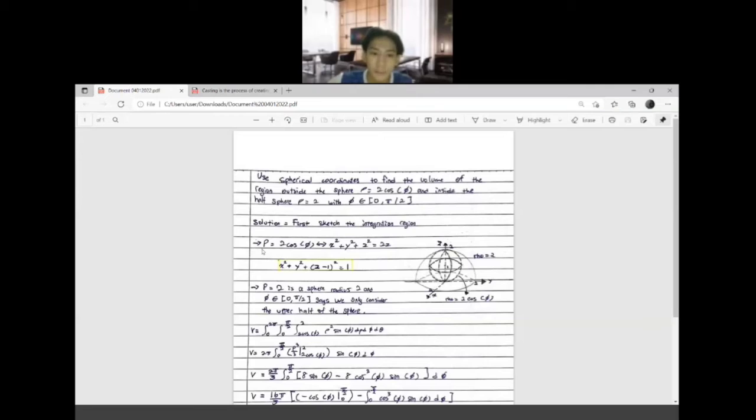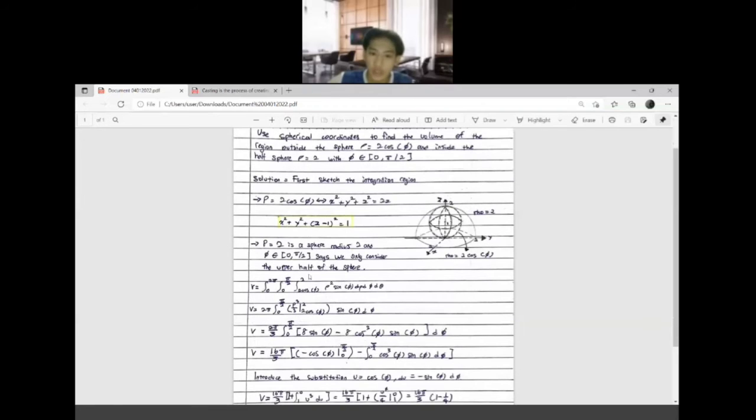Next, I do the calculations with rho equals 2 cos phi, which is the same as x squared plus y squared plus z squared equals 2z, and x squared plus y squared plus (z minus 1) squared equals 1. This is the equation for the sphere. And rho equals 2 is a sphere of radius 2, and phi from 0 to pi over 2 says we only consider the upper half of the sphere.